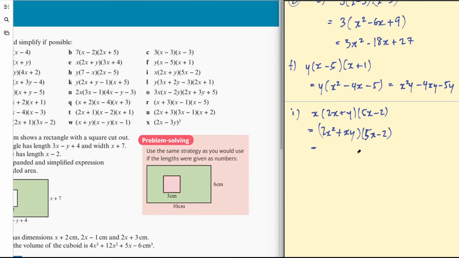So 2x squared multiplied by 5x is 10x cubed. 2x squared multiplied by negative 2 is negative 4x squared. Multiply the inner terms here, we'll have 5x squared y, and then the last term's negative 2xy. And I don't see any like terms there, so that would be the final answer.